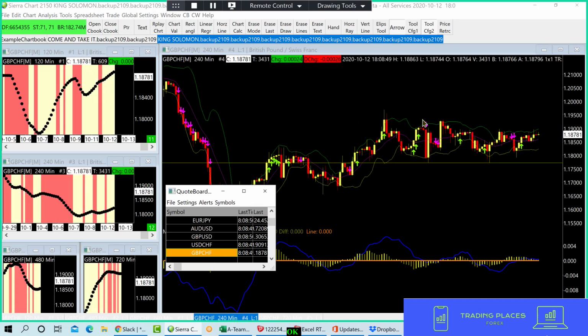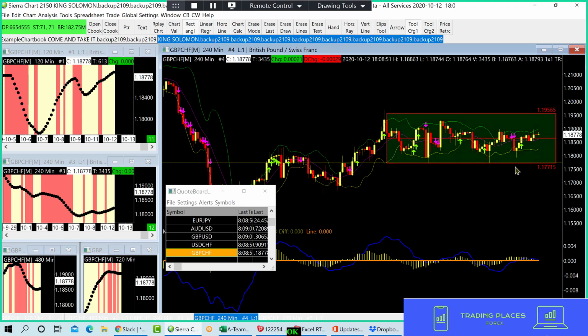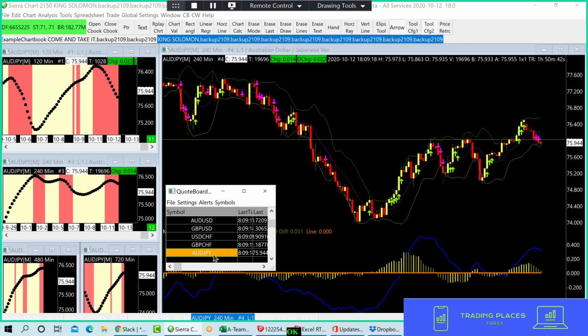Pound Swiss, got to be careful with the pounds. It's tested this line one, two, three times. It's starting in a little range here, collecting some equity, but I think it's going to go short. That is a loud fan. Aussie Dollar Jpy. It's already pierced this support line here. I think it's going to continue to go short.